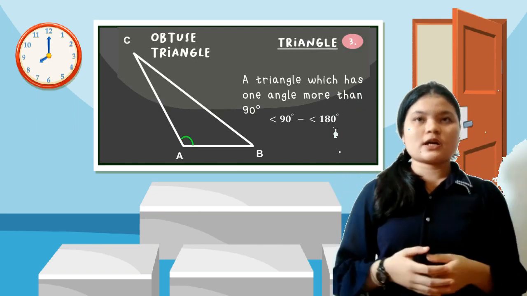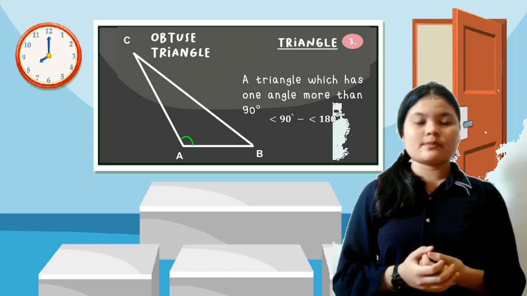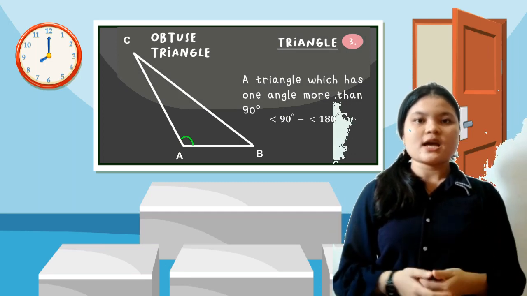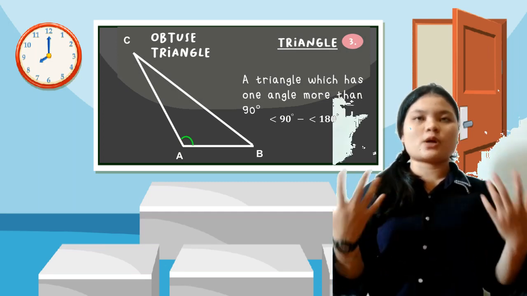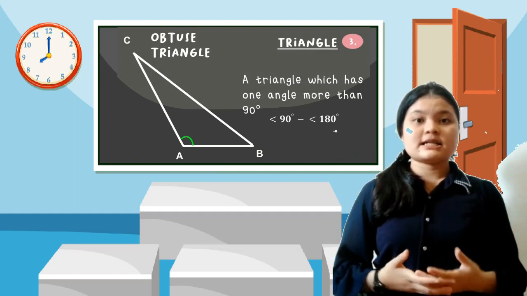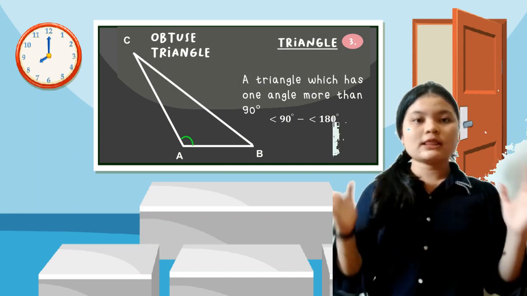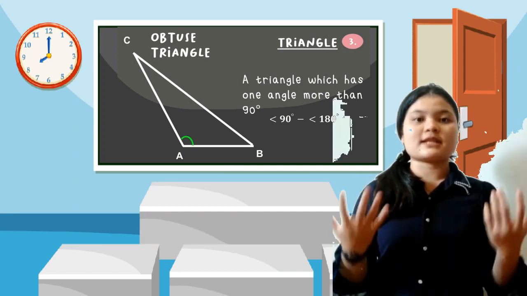Of course not, because if there is a triangle that has an angle measuring more than 90 degrees, then the triangle can be called an obtuse triangle. But we say the triangle is an acute triangle only if all the angles each have angles less than 90 degrees. We will continue to the next material.